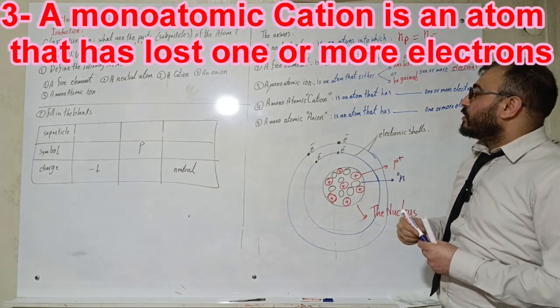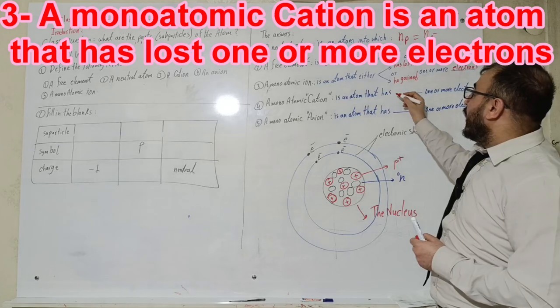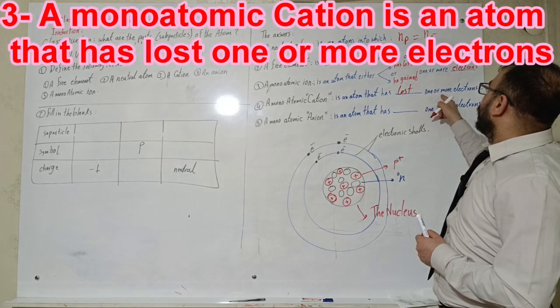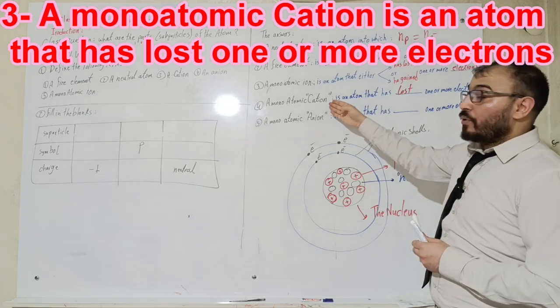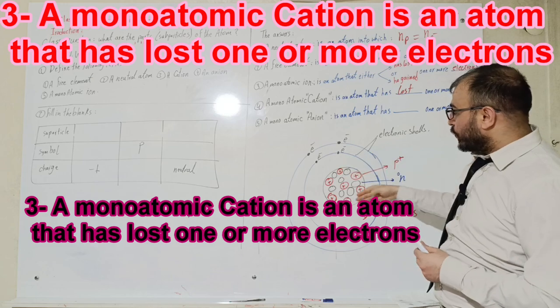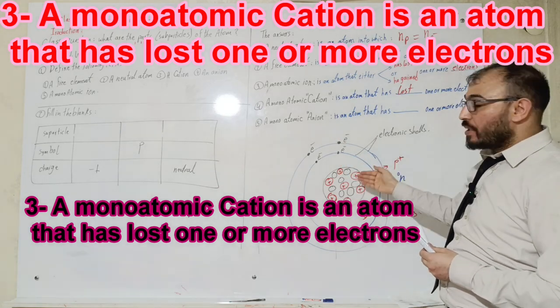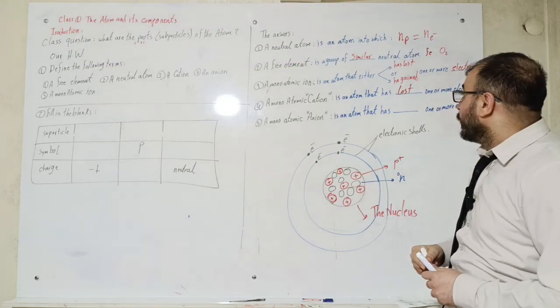So, what is a monoatomic cation? A monoatomic cation is an atom that has lost one or more electrons, and it is of course positively charged, because when it loses electrons, the number of protons is going to be higher than the number of electrons, which makes the positive charge prominent against the negative one.